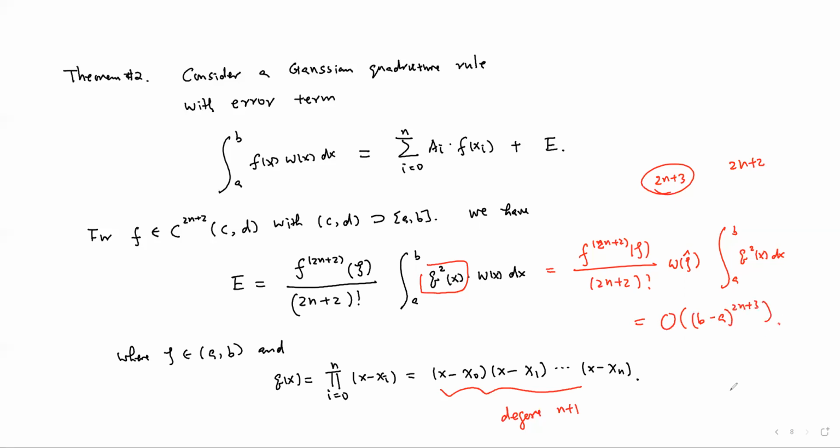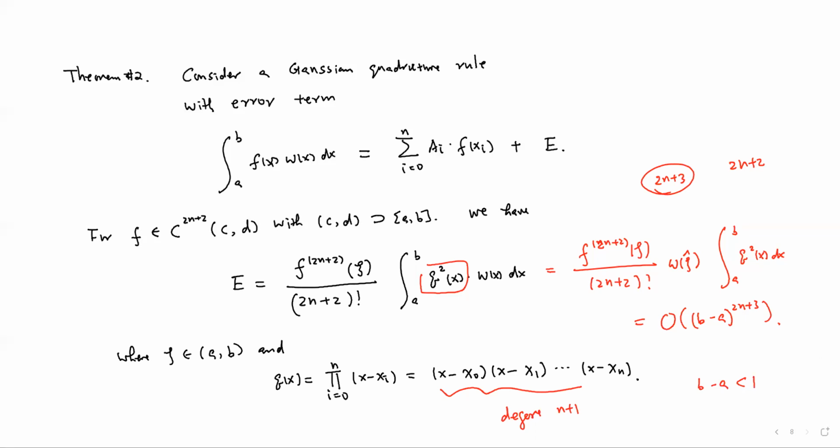So if the interval a to b is a small interval, that means b minus a, the length, is less than 1, then this number is a very, very small number. So Gaussian quadrature is an order 2n plus 3 formula. So this is very, very accurate.